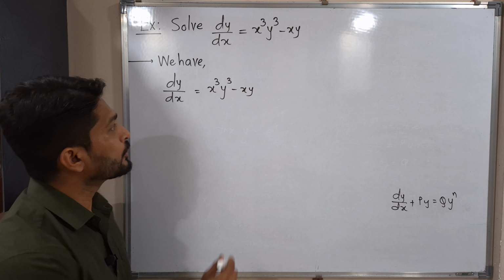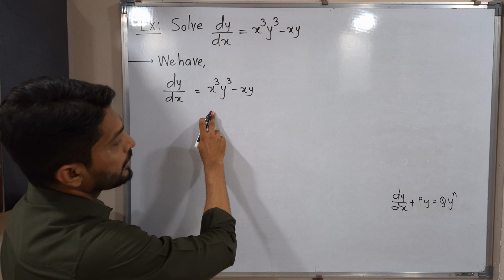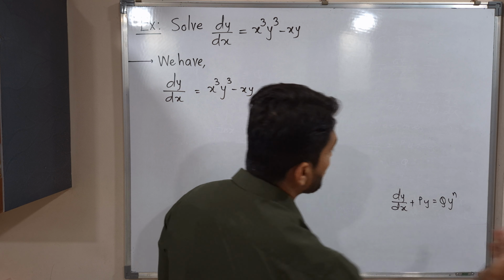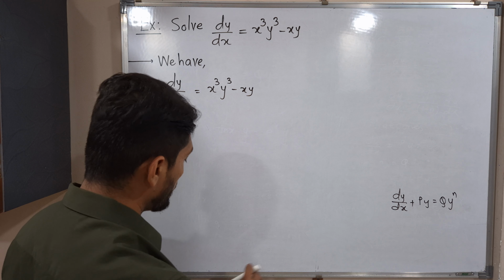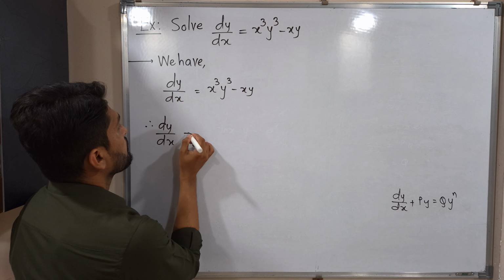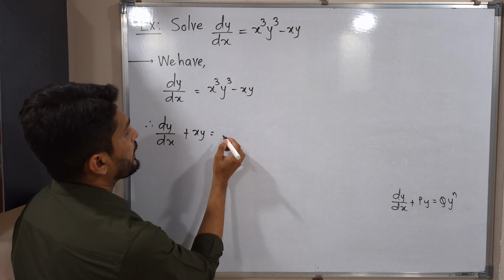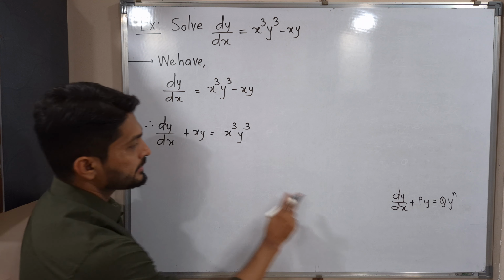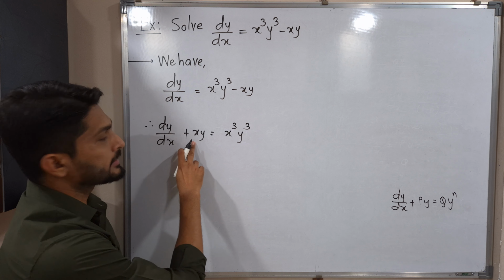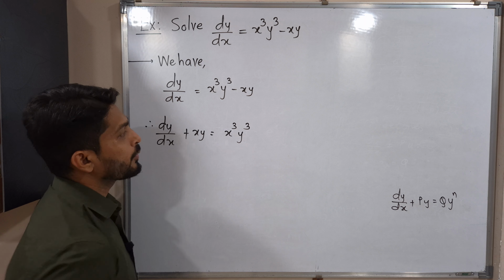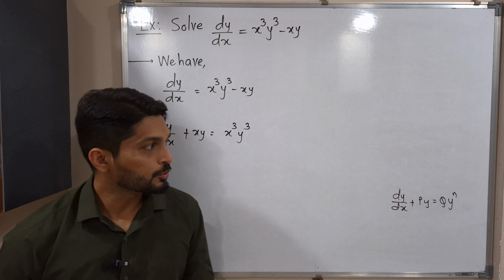So guess which term should be shifted out of these two? xy should be shifted, since the y raised to n term appears in the right hand side. So that's why I'm going to shift this xy to the left hand side. What will I get? dy by dx plus xy, here we had a minus sign, equals x cube y cube. Now it looks perfect. In dy by dx plus p y, p means a function of x, so p is x, and q is again a function of x, x cube. Y raised to n is there, and here y raised to 3, so n is equal to 3. So it is Bernoulli's equation.